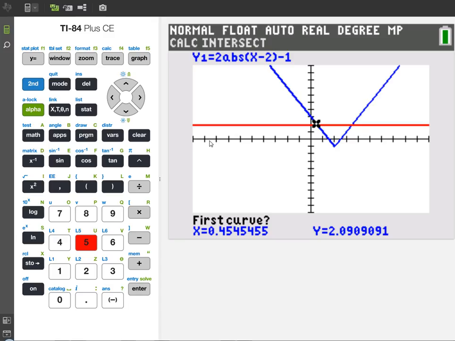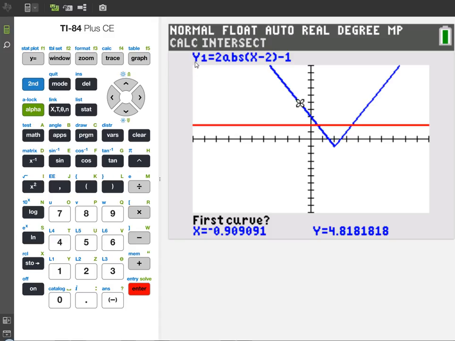And then it's going to do several things. It wants to know which 2 curves you are intersecting. Well, one of them is y1. If I go left or right, notice that I'm just shifting along the blue curve, so it gives me a visual. It asks, is y1 equals absolute value of x minus 2, minus 1, the first curve? Notice the question mark at the bottom. That's called a prompt. It needs some information. It wants to know which 2 to intersect. So we confirm by hitting enter that that's one of the ones we want to intersect.